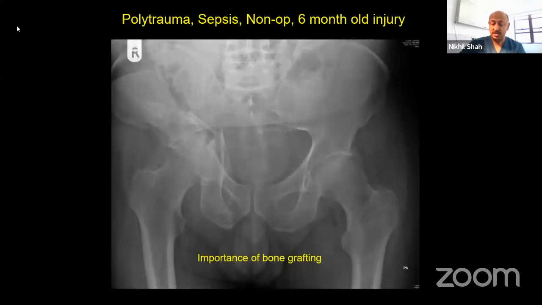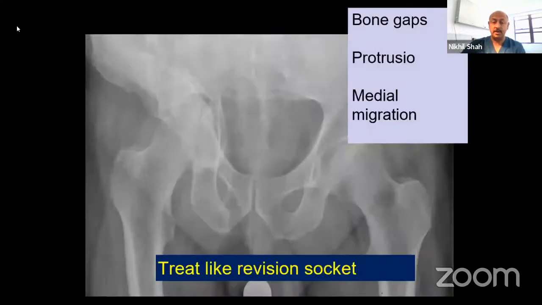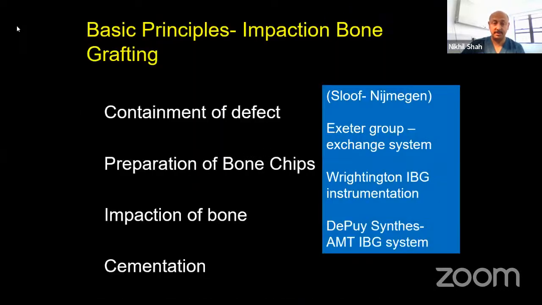So this gentleman was in his mid-50s. He had polytrauma with sepsis. So by the time he reached me, it was already 6 months after the injury, which had been managed non-operatively. You can see that there is significant deformity of the acetabulum. There is a malunion, and there are various fracture gaps where the fracture has remained ununited. So how would we deal with this? We have to address the protrusio, we have to address the medial migration of the femoral head, and we have to try and fill up these bone grafts and give him a hip that looks like a primary total hip replacement.